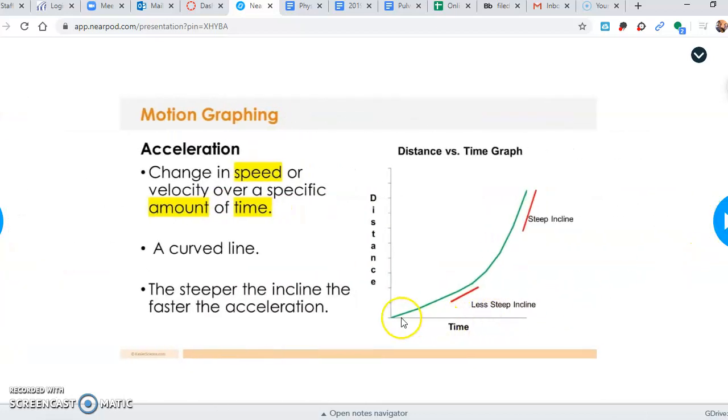This one again is showing that they started off slow. Whenever the incline is less steep, that means that they're covering less distance over more time. If you're covering less distance over more time, you're going slow. And then they start to speed up. They start to cover more distance, notice, over less time here.